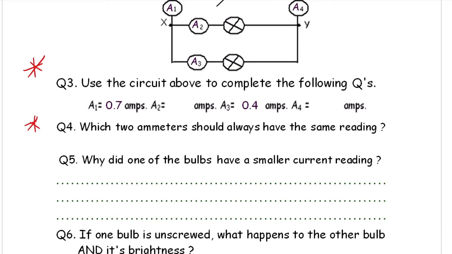Question 5, why did one of the bulbs have a smaller current reading? Right, this is a bit more difficult. Or I should say, you haven't been given the knowledge to answer this.